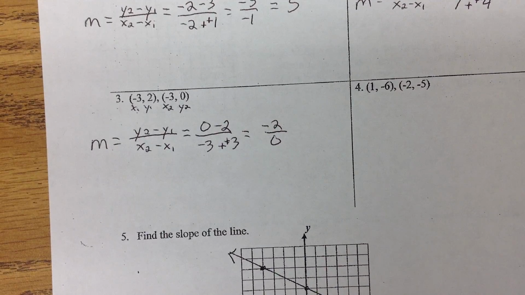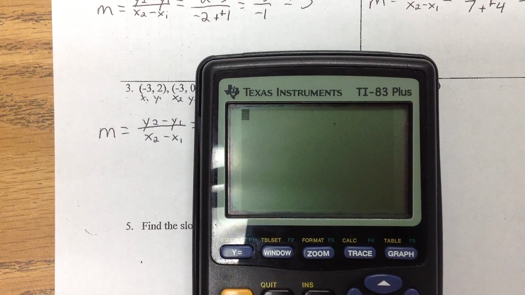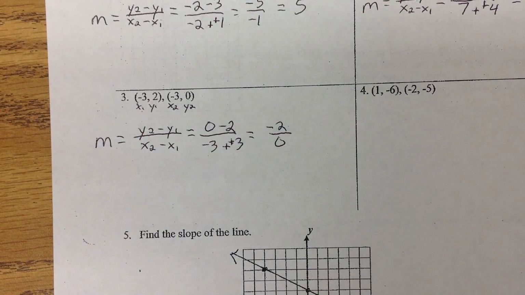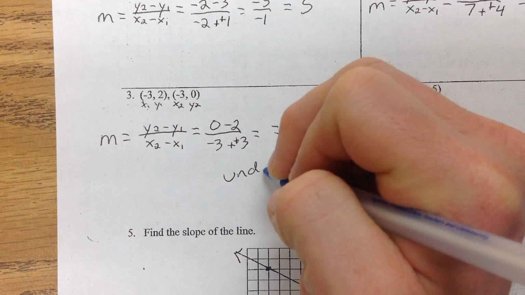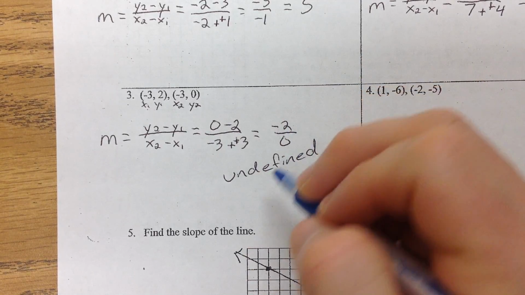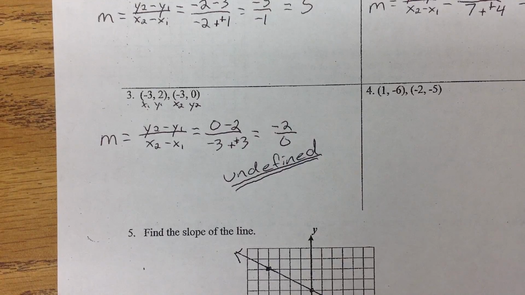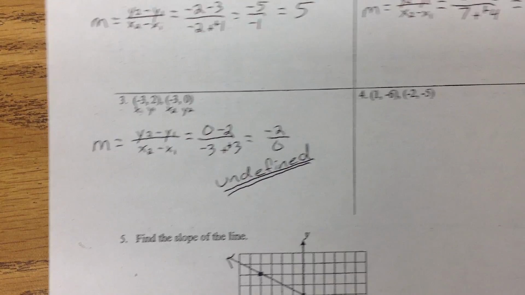So let's take a look what happens if we actually do negative 2 divided by 0 on our calculator. All right, so if we do negative 2 divided by 0, we get an error divide by 0 message. A lot of times with negative 2 divided by 0, kids want to write 0, but that's not actually true. Negative 2 divided by 0 is what we call in math undefined, all right, because you can't really divide by 0. So when you get one like this, you don't want to leave it as negative 2 over 0. You want to actually write the word undefined. And if it was a multiple choice question, there wouldn't be a negative 2 over 0. There would just be the word undefined as one of the answers.